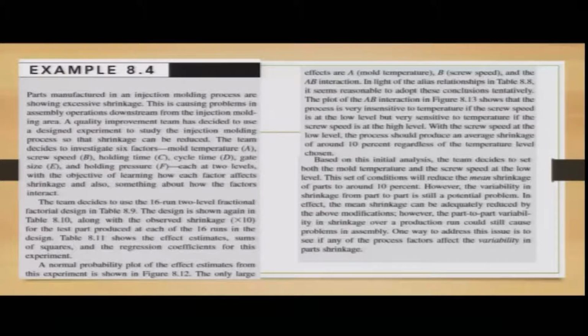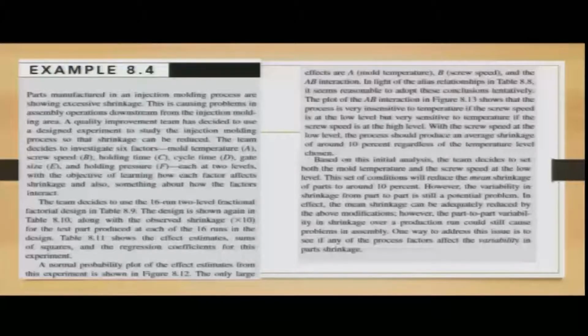In light of this relationship between all these six factors, it seems reasonable to adopt these conclusions tentatively and pass judgments accordingly. The plot of the AB interaction is in figure 8.13, which we will see later on. So, note down the figures which I am mentioning: it is 8.9, 8.10, 8.11, and so on. The plot of the AB interaction means we are taking the effects of factors A and B combined together.